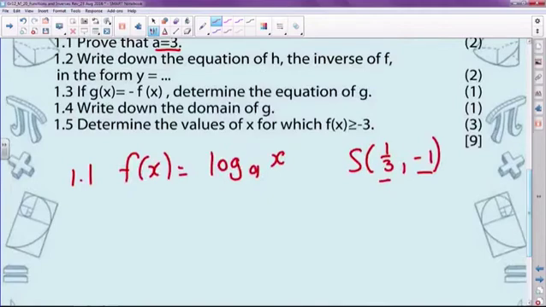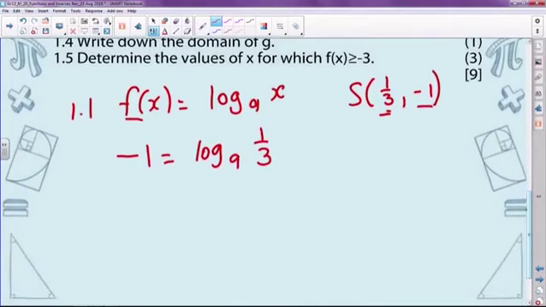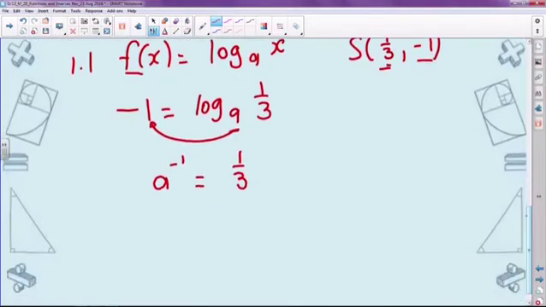So I replace f of x with -1, so the function value is -1 when your x value is a third. All right. We need to solve for a. So right now this equation is in log form, so we need to change it to exponential form. So I'm going to say it's going to be my base, which is a, raised to the power of -1 will give me my number, which is a third. Okay, so we're just going from log form to exponential form there.